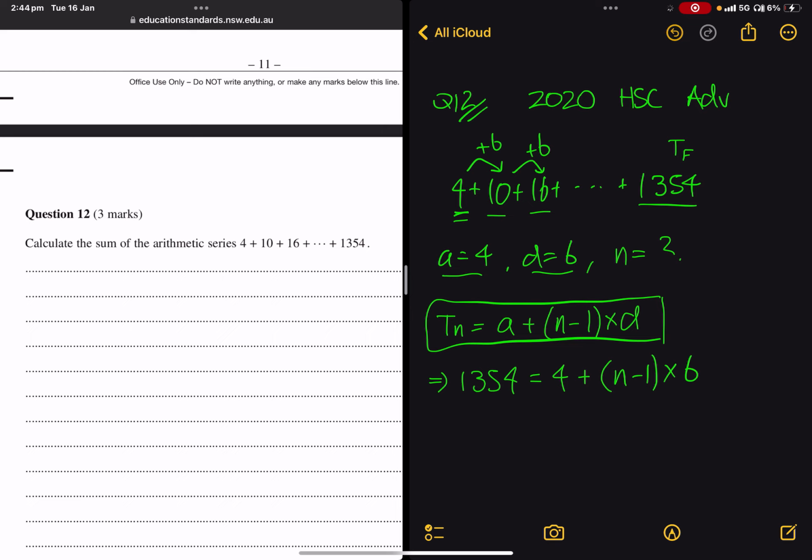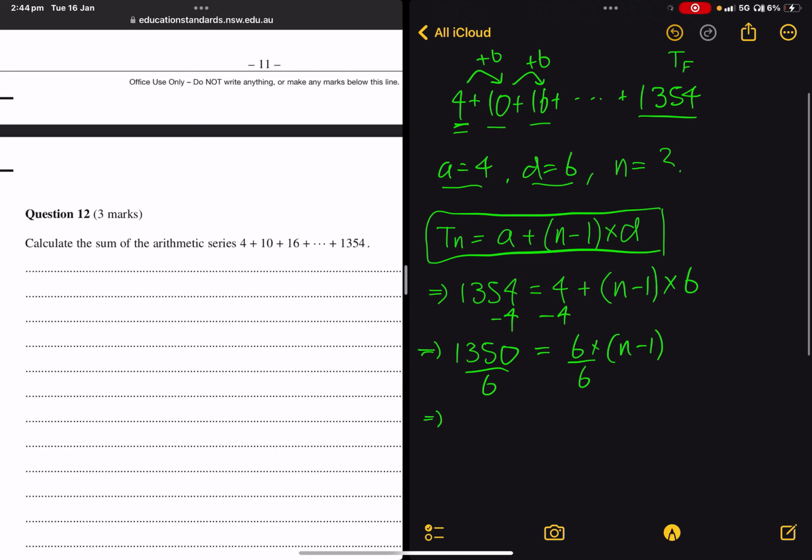Linear equation, we're just going to solve this. Minus 4 from both sides. This gives us 1350 is equal to 6 times n minus 1. Going to divide both sides by 6. So here we have 1350 divided by 6 gives us 225. So we have 225 is equal to n minus 1. Add 1 to both sides. So this tells us the number of terms in the series is 226.